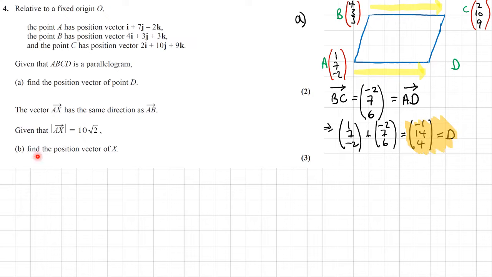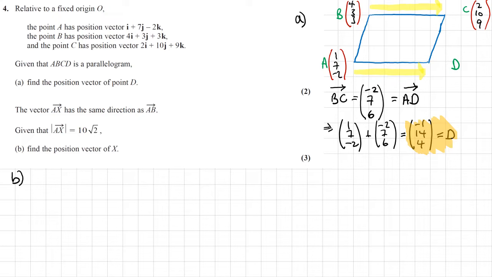Part B. The vector AX has the same direction as AB. Given that the length of AX is 10 root 2, find the position vector of X. So if it's got the same direction as AB, it means it's some sort of multiple of this vector AB. And we want to work out what that multiple is by working out what AB is and then its length.